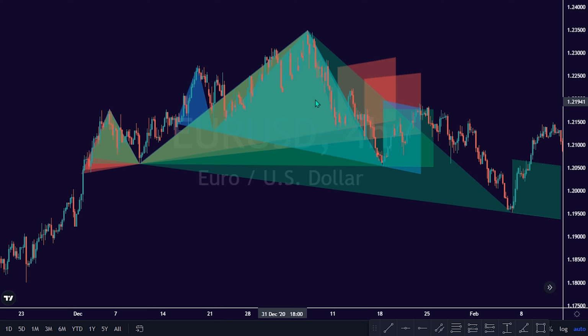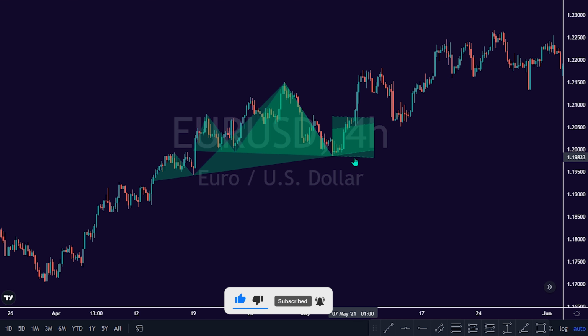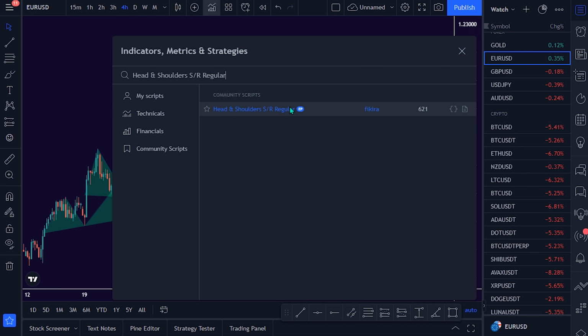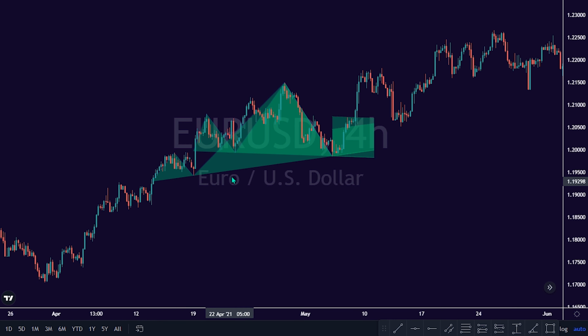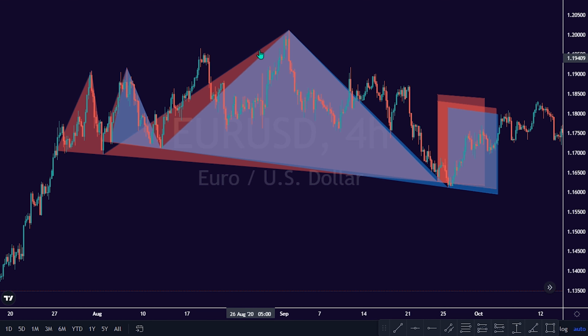The Head & Shoulders SR regular indicator, as the name implies, is an overlay trading indicator that transforms into the formation of head and shoulder patterns on the trading chart, thereby detecting trade setups in the market. To apply the indicator on the chart, type the Head & Shoulders S/R regular and select the Head & Shoulders SR regular by Fikira. As we can see, here's the trading indicator on the trading chart. By default, this trading indicator has green, red, and blue triangular or rectangular patterns on the trading chart.